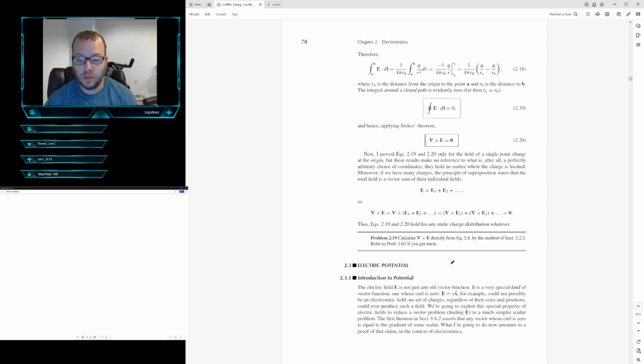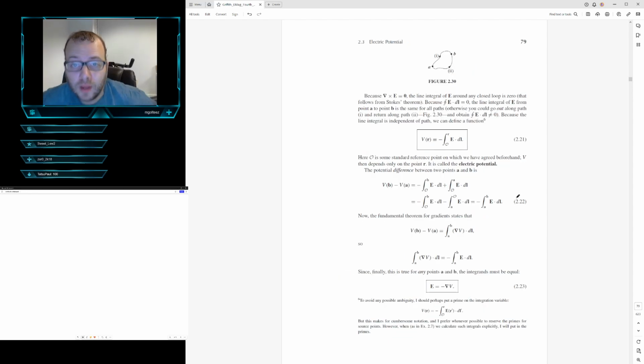Using this knowledge of the electric field, we are going to be able to turn electrostatic vector problems, solving for an electric field, into an electric potential. So back in section 1.6.2, we see that any vector whose curl is zero is equal to the gradient of some scalar. So we're going to show that in the context of electrostatics.